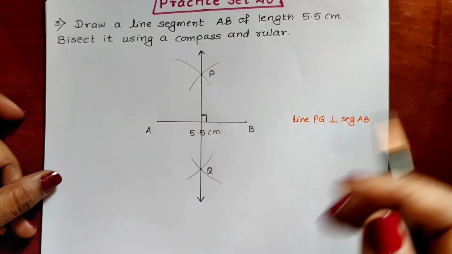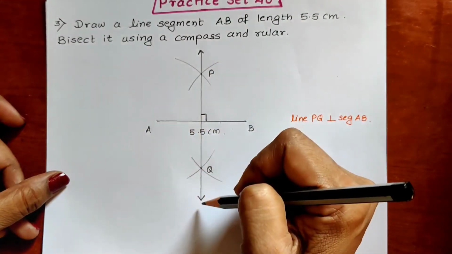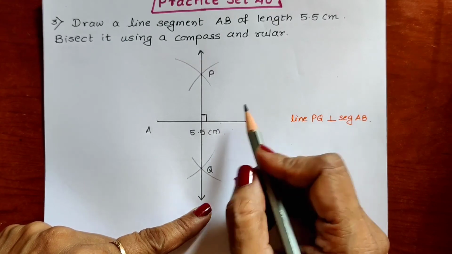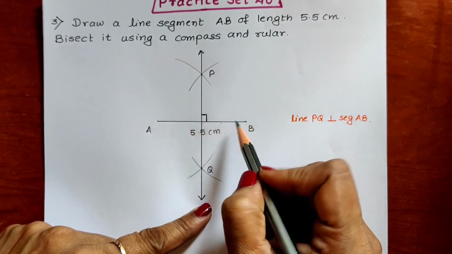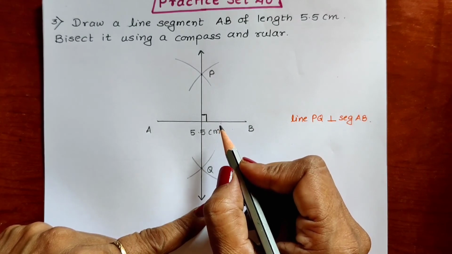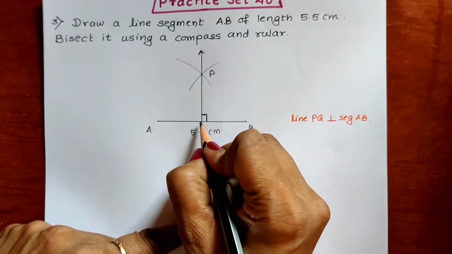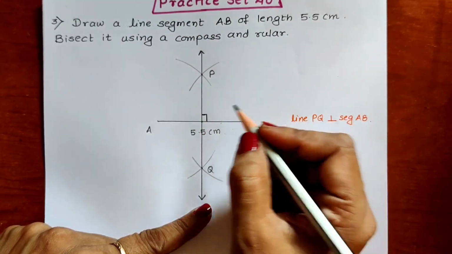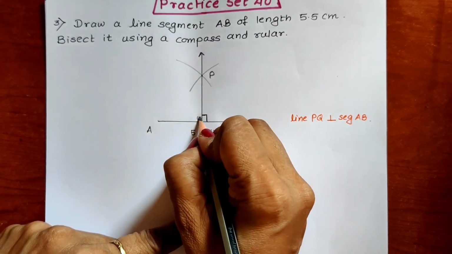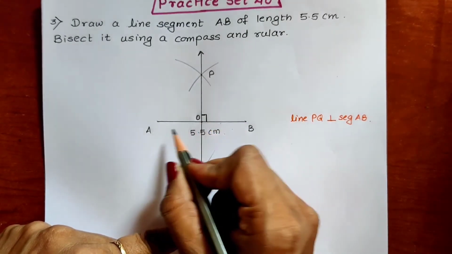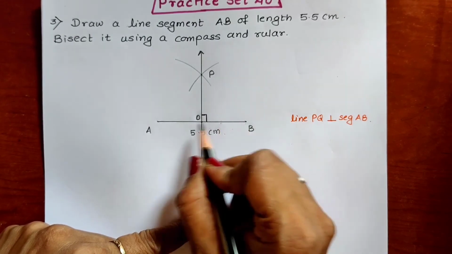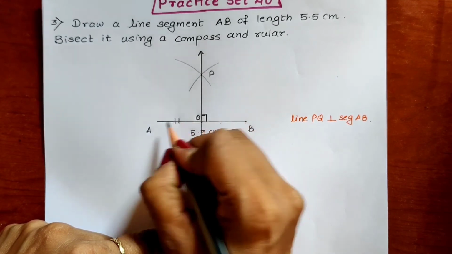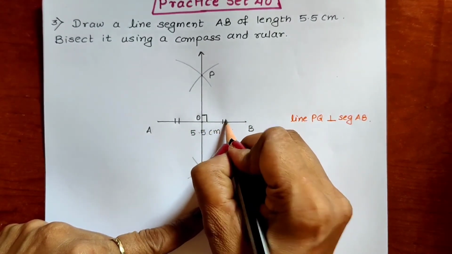And in this way, by drawing this perpendicular line, we have bisected this segment AB. Bisected means what? This segment AB is divided into 2 equal segments or 2 equal parts. Which 2 equal parts? If I give any name here to this point, can be point O. So this O can be the midpoint of segment AB, and segment AB is divided into 2 equal parts, segment AO and segment BO.